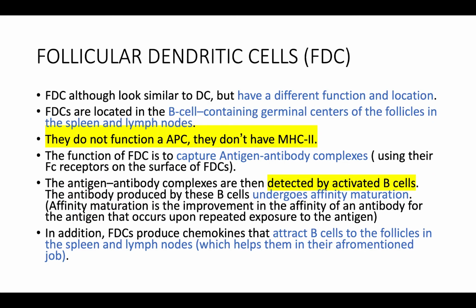This is not to be confused with follicular dendritic cells. FDCs, although they look similar to dendritic cells, have different function and location. They are located in B cell containing germinal centers, in the follicles of the spleen and the lymph nodes. They do not function as APCs, meaning they do not have the MHC2 complex, and their job is to capture antigen-antibody complexes.